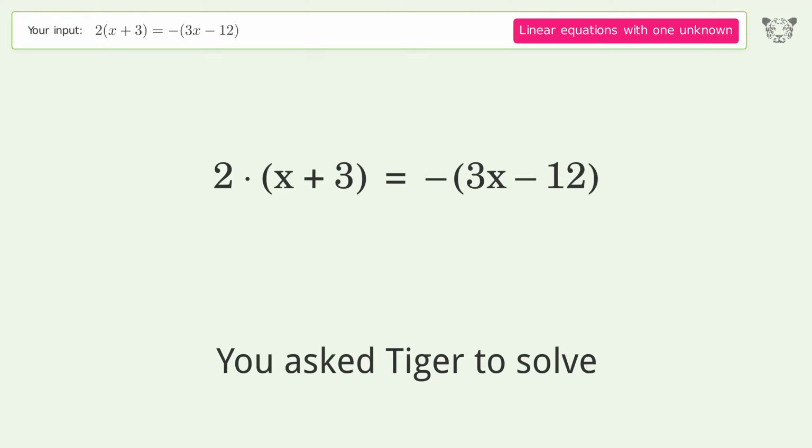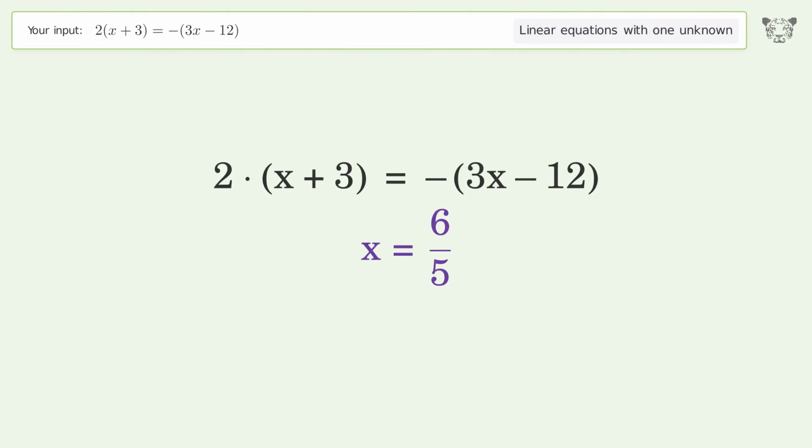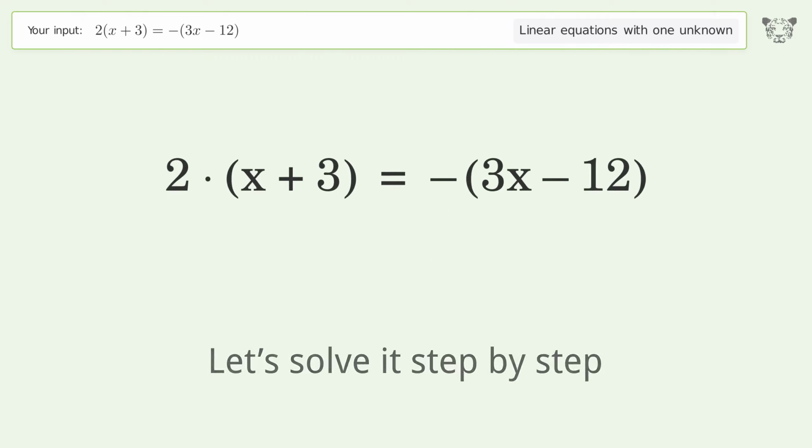You ask Tiger to solve this. This deals with linear equations with one unknown. The final result is x equals 6/5. Let's solve it step by step.